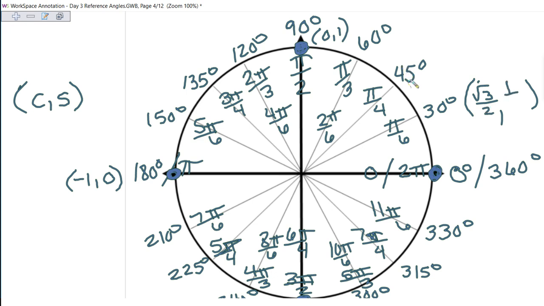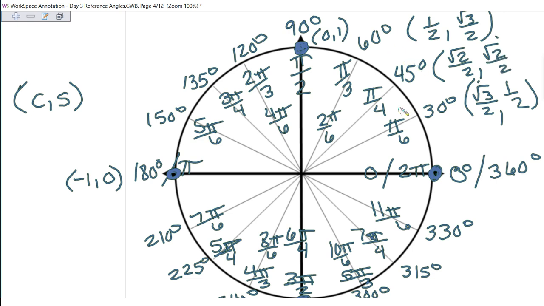One half. And then what you need to remember is that 30 degrees and 60 degrees, they're reversed. So instead of square root of 3 over 2, 1 half, it needs to be 1 half for the cosine, square root of 3 over 2 for the sine. And then for 45 degrees, what was the cosine for 45 degrees? Square root of 2 over 2. And what was the sine for 45 degrees? Square root of 2 over 2.